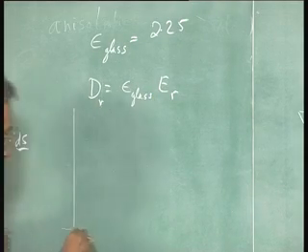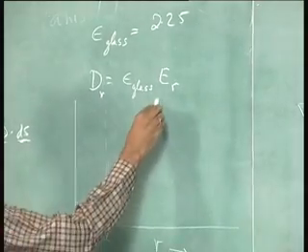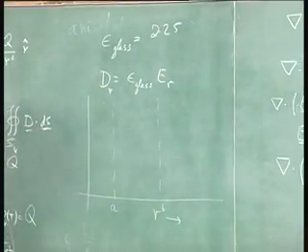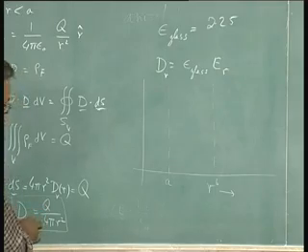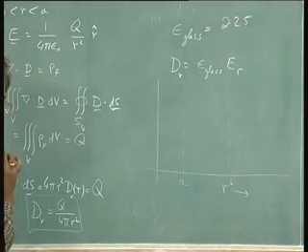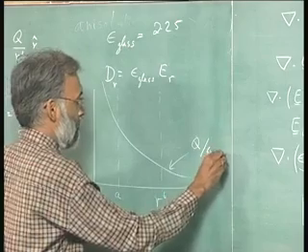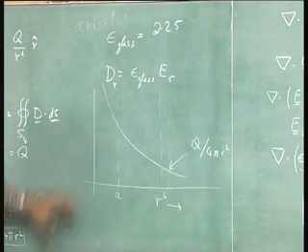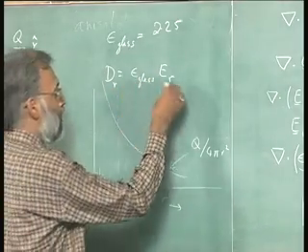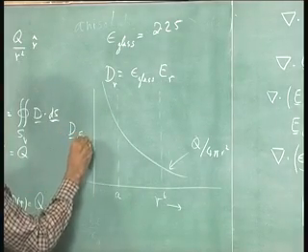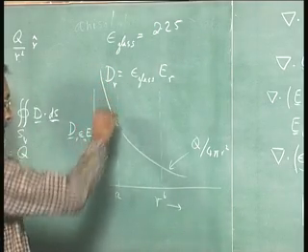So, let us just look at the plot and make it clearer. This is the radial direction, this is A, this is B. If I plot D, D is nothing but q over 4 pi r squared. So, it is going to be 1 over r squared. This is D. What is E? Well, instead of talking about what is E, I am going to talk about epsilon naught E. Epsilon naught E is going to be identical to D in these two regions.